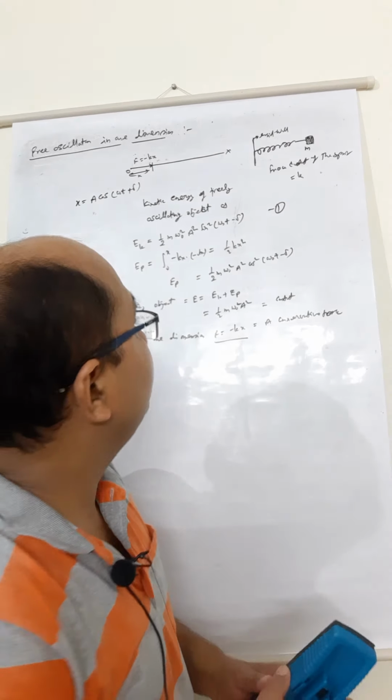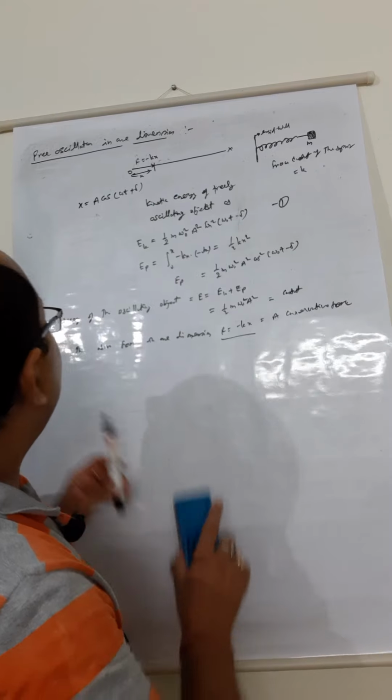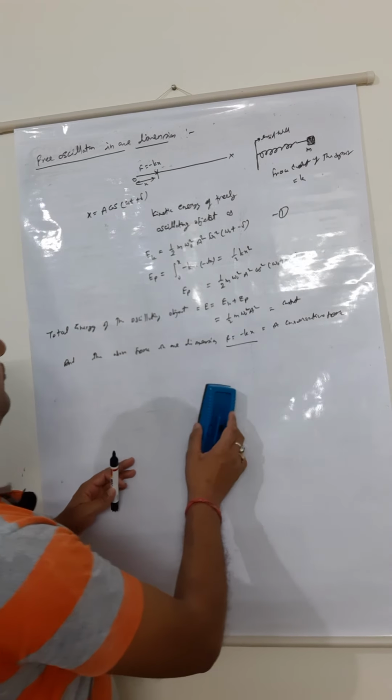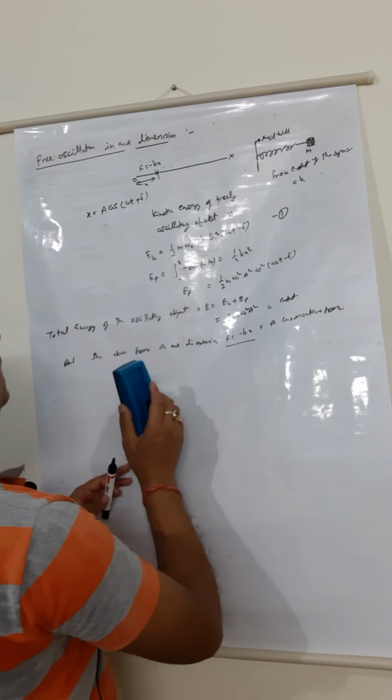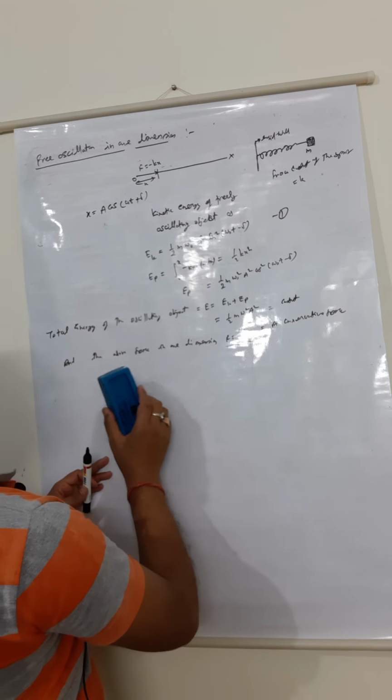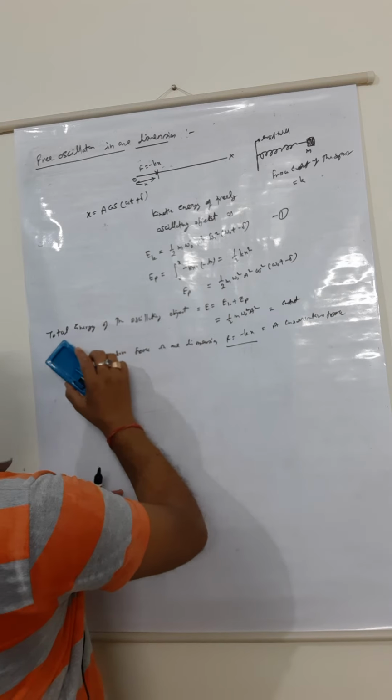Now I am going to represent these energy functions on a graph. How will it be represented? I show it as follows.